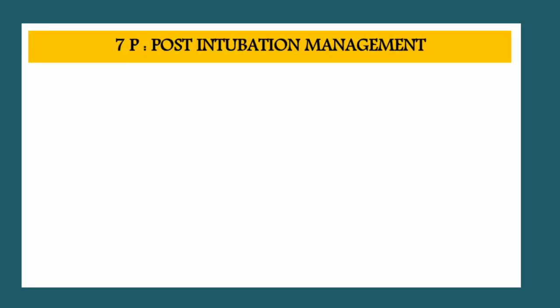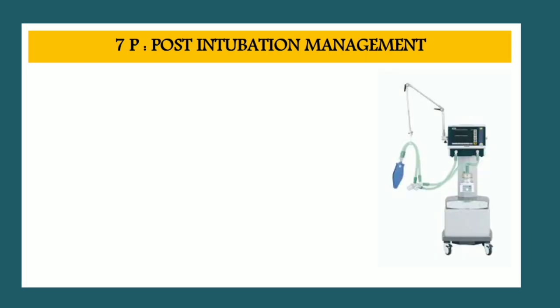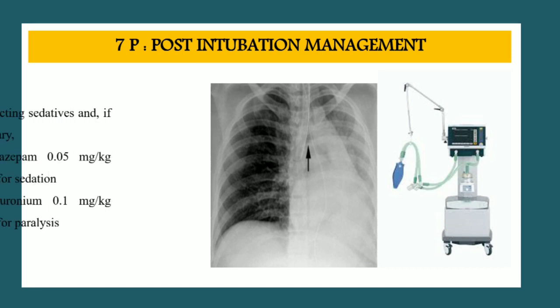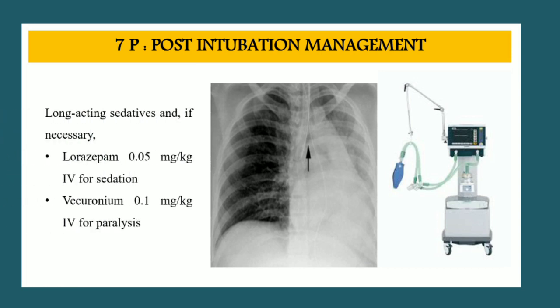The last, 7th P is post-intubation management. Initiate mechanical ventilation, chest X-ray to assess placement of the endotracheal tube. Tip should be at mid-trachea. Long-acting sedatives and if necessary paralytics can be used. Lorazepam 0.05 mg per kg IV for sedation and vecuronium 0.1 mg per kg IV for paralysis can be used.